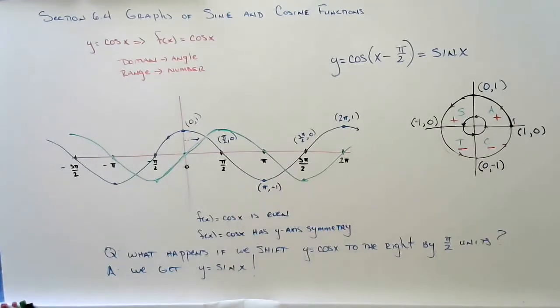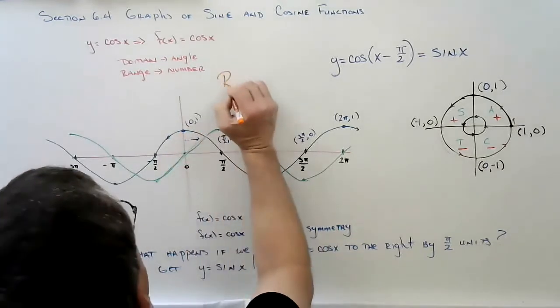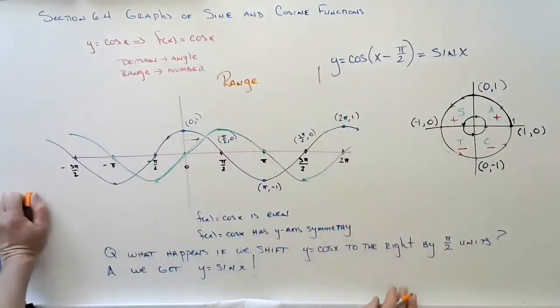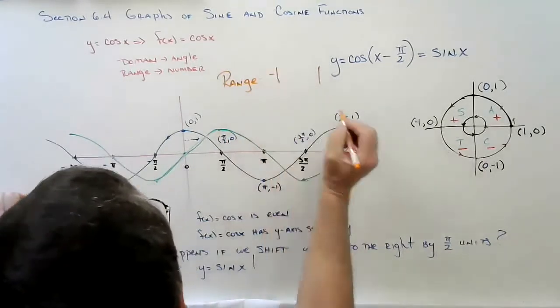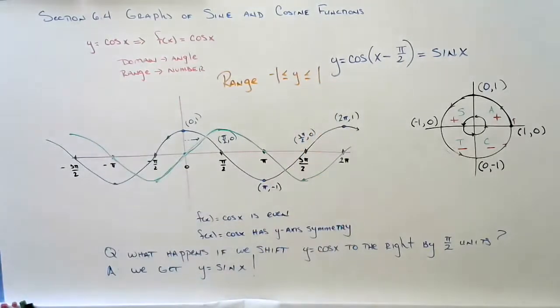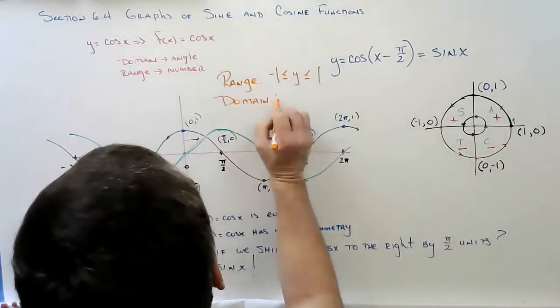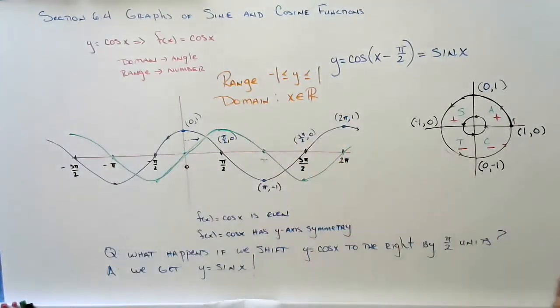If we take a look at the range, if somebody asked us, what's the range? Well, the maximum is 1, right? So the biggest we get is 1. The smallest we ever get is -1. So our range is smaller than or equal to 1 and bigger than or equal to -1. That's our range. Our domain, of course, is all reals, because both these graphs just keep going forever.